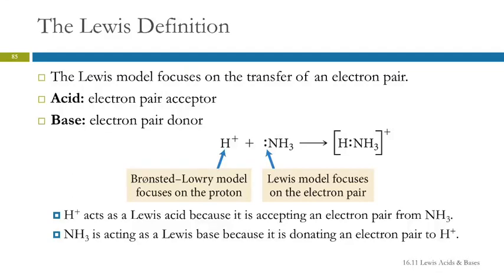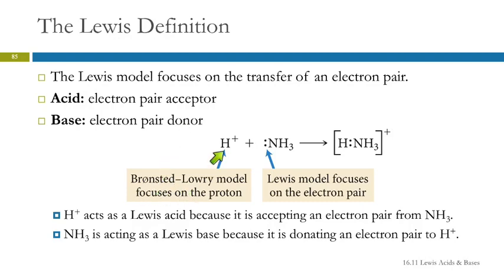So here's a third definition of acids and bases. We talked about Arrhenius and Bronsted-Lowry, and this is the Lewis definition. And this Lewis is the same Lewis who did the Lewis dot structures. He's an American scientist. This model focuses on the transfer of an electron pair. Instead of thinking of the transfer of a proton, it's the transfer of an electron pair. So then an acid is an electron pair acceptor, and a base is an electron pair donor.